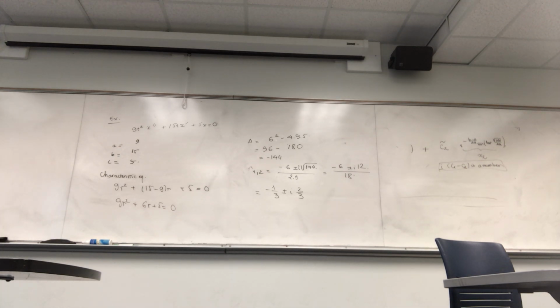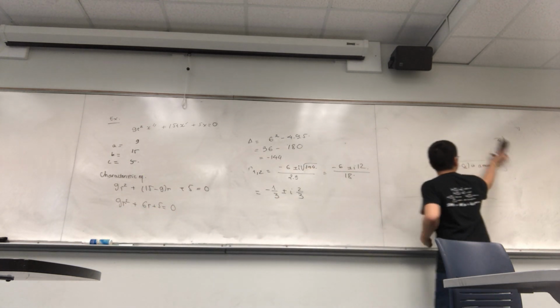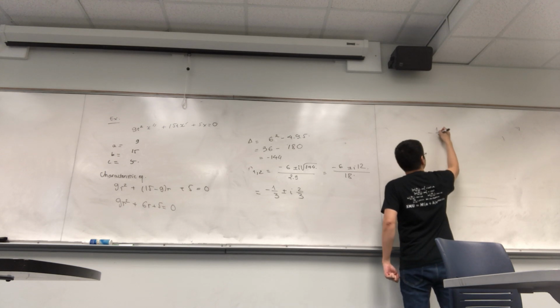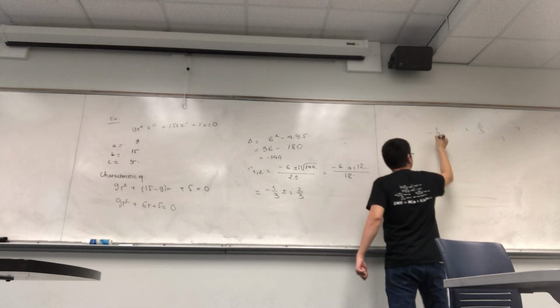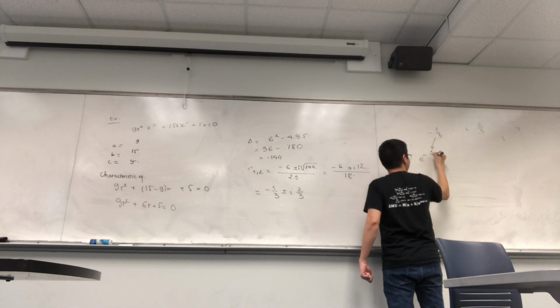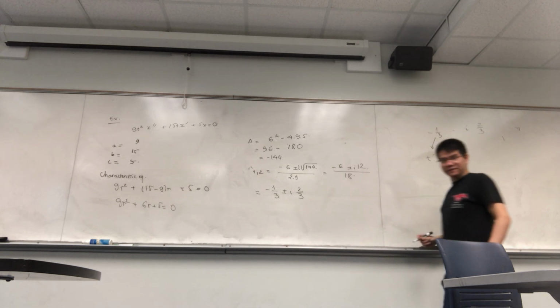What are the two solutions? The solutions are t to the -1/3 times cosine of 2/3 ln t, plus t to the -1/3 times sine of 2/3 ln t. So now to find the two, this is going to be easy. You have -1/3, and here you have 2/3, this is the i. So this guy will go to t to the power of -1/3.